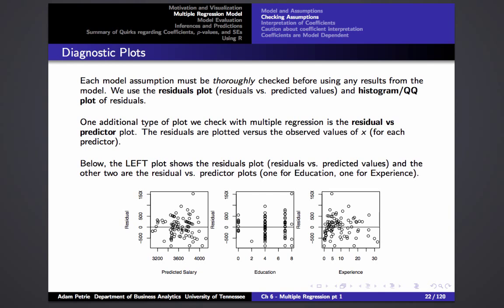Remember, we don't want to see anything interesting whatsoever here, no sort of curvature, no sort of unequal spread, and this looks fantastic. I'm happy with this. And we're also going to check the residual versus predictor plots, what the residuals look like versus education, and what the residuals look like versus experience. What I'm going to look for in these plots is any hints of curvature. If I see any curvature in the residual versus predictor plots, well, that means that there's not a linear relationship going on between the average value of y and that particular predictor. I'm going to need to employ maybe a transformation.